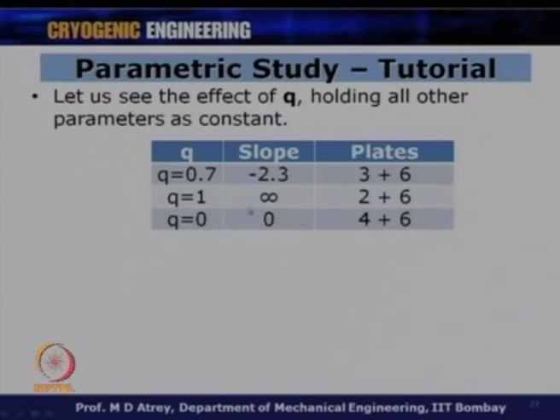So, you can see that when I make the value of Q equal to 1, I get all the liquid coming in. The feed is coming as liquid. If I make Q equal to 0, there is no liquid and the feed is completely vapor.